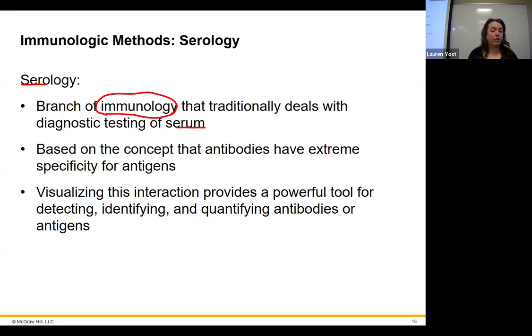We will often do testing that's immunologically based for antigens or antibodies using serum itself. And when we do, that's called serology. So that's what that's getting into here.